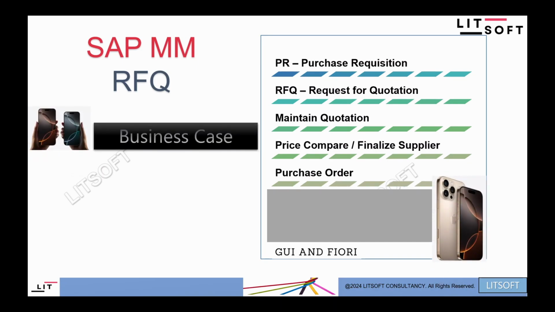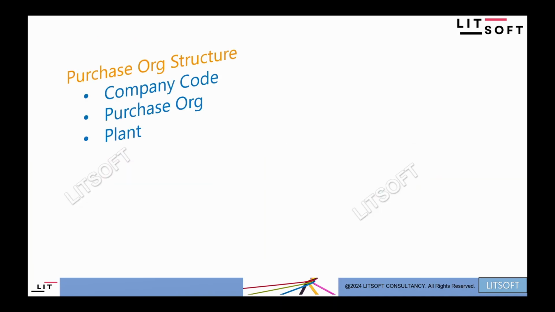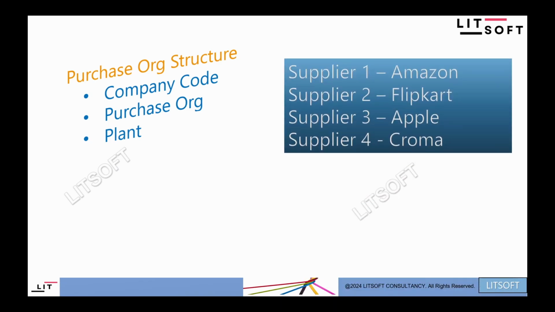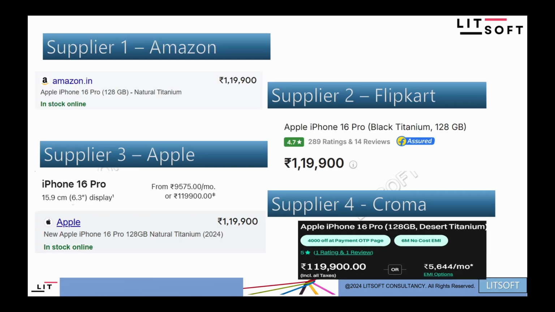If we take the business case, this is the iPhone, let's say the iPhone 16 Pro version, at GUI and Fiori level. Here we are talking about Fiori, as mentioned, and the purchase organization structure. We know about the company code, purchase org, client. We'll be taking suppliers 1, 2, 3, 4, or n number of suppliers with different names, and the material is iPhone.